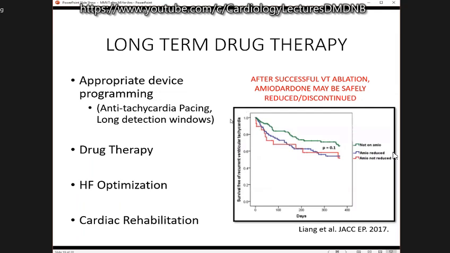So once the electrical storm is treated, a few things you need to keep in mind: the patient needs appropriate device programming, and this can depend on the patient. The detection windows, how you program the anti-tachycardia pacing also matters. What kind of drugs are you going to continue the patient on after therapy? There's a recent publication that said that after a successful VT ablation, it's probably better to reduce or even discontinue amiodarone for the long-term side effects. And it's important to optimize the other heart failure treatment and comorbidities of these patients.